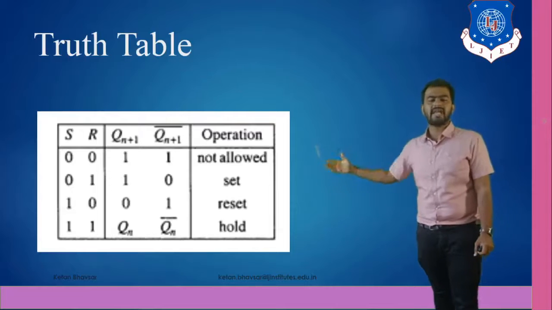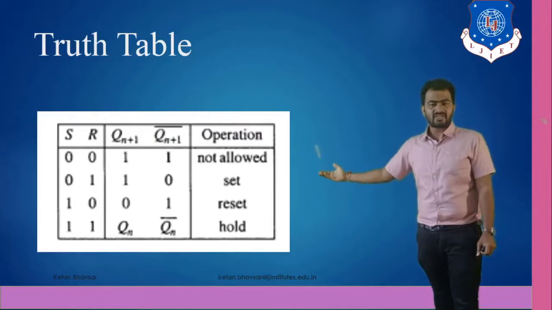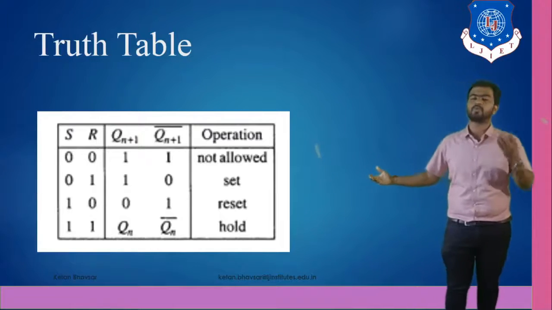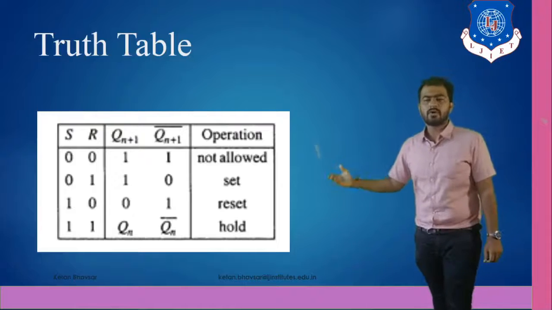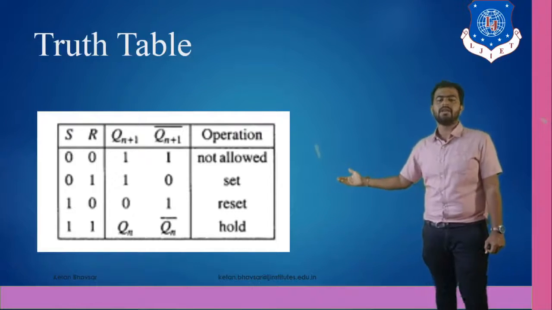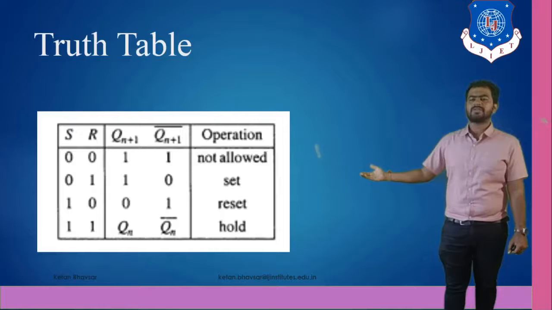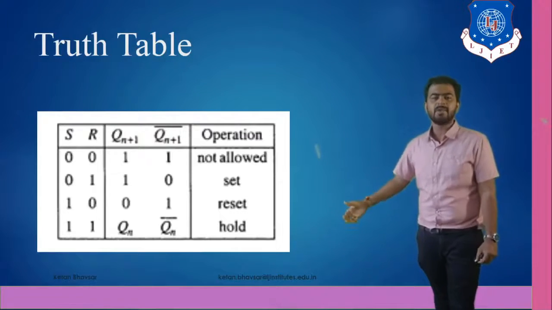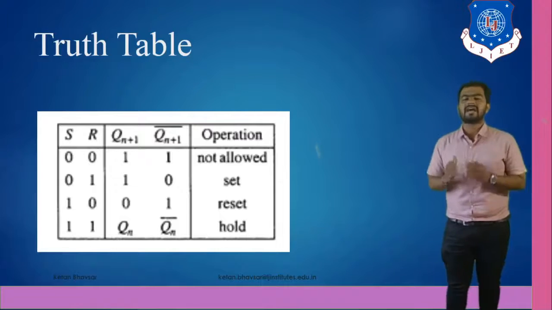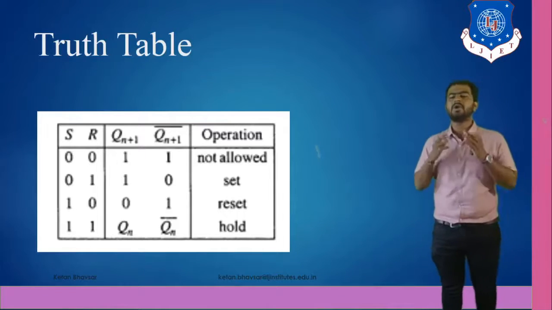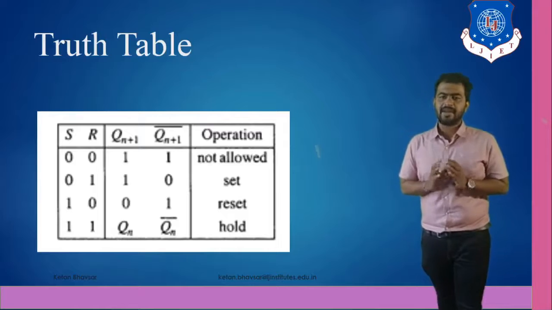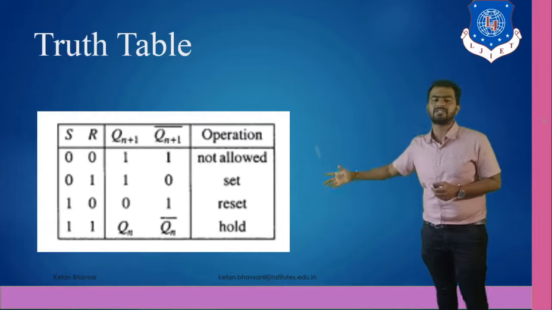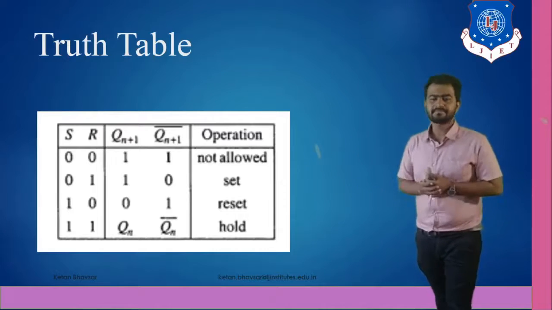After that, for 0 1, the Qn plus 1 is 1, so it is in the set state, and we can say that our output goes to 1. Now for S equal to 1 and R equal to 0, Qn plus 1 is equal to 0 and Q bar n plus 1 is equal to 1, so it is in the reset state. When S is equal to 1 and R is equal to 1, then Q and Q bar are in the hold state, right? So when we are talking about the truth table using a NAND gate, you have to make sure this is the complementary of the result.